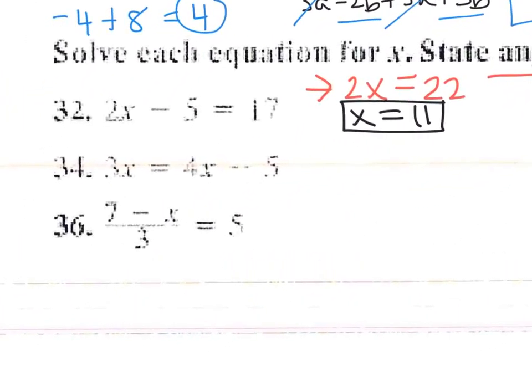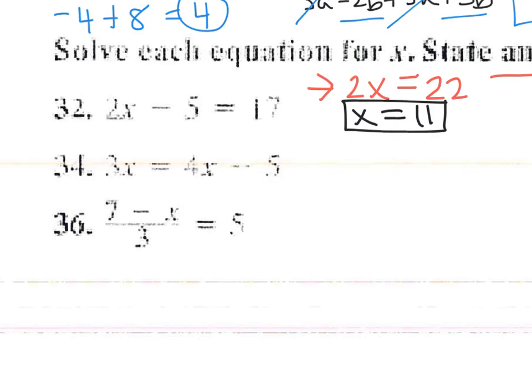And then now 34, I have x's on each side, so I'm going to subtract 4x. So these cancel out, so I have negative x equals negative 5. So if I divide by negative 1, x equals 5. And again, I don't have any variables in my denominator.